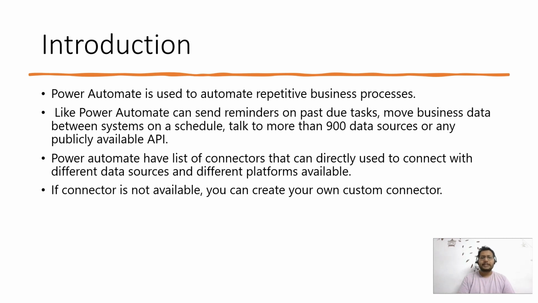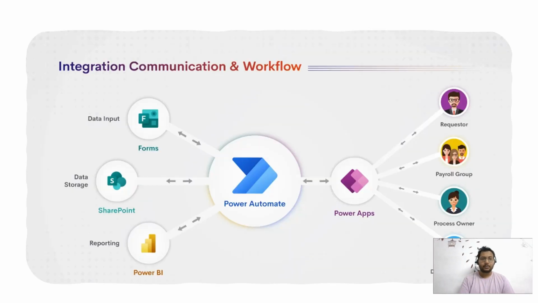Power Automate basically works with a list of connectors that you can directly use to connect with different data sources and different platforms which are available. If there is no connector available, you can create your own connector, which is known as a custom connector. Since Power Automate is under the umbrella of Microsoft, it is tightly coupled with Power Apps, Microsoft Forms, SharePoint, OneDrive, Power BI, and many more things.